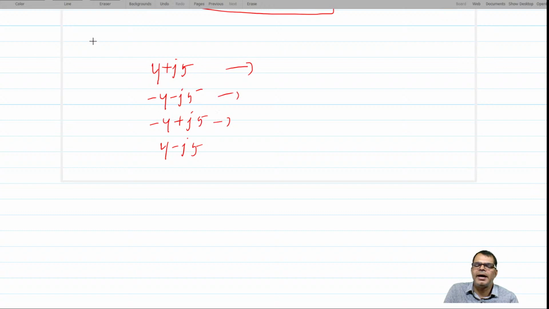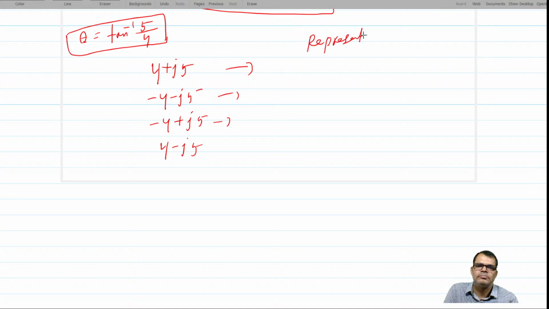I say that I know theta as tan inverse 5 by 4. I have given you the theta. You need to represent the angle of these phasors, the angle of this phasor. This is very clear.